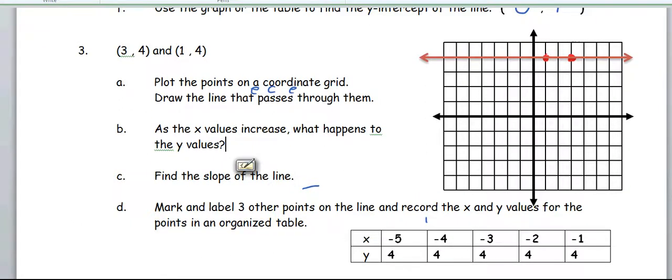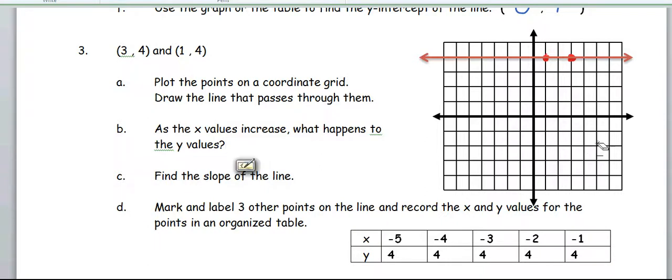All right, number 3 is a little different. I've plotted the points and I've drawn the line. And let me take care of this right here. Apparently those are the ones that mysteriously jumped from before. So it says, plot the points on the coordinate grid, draw the line that passes through them, that's done.